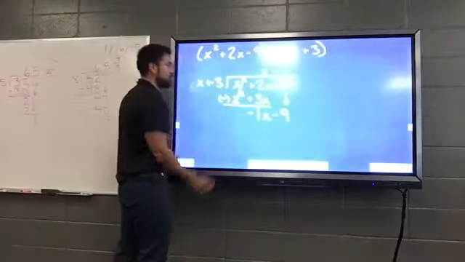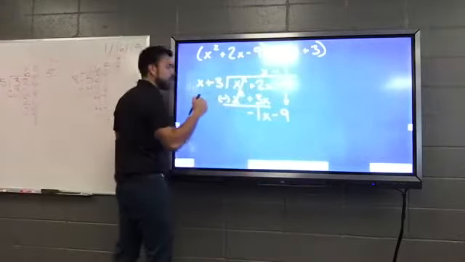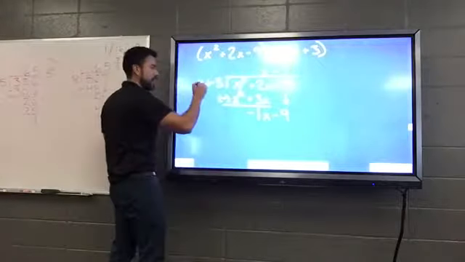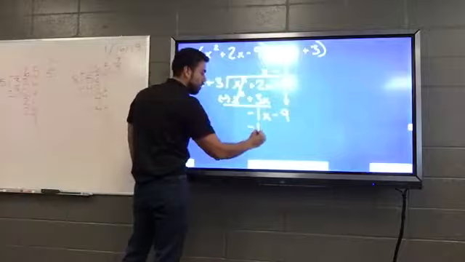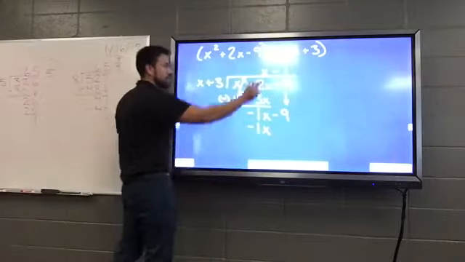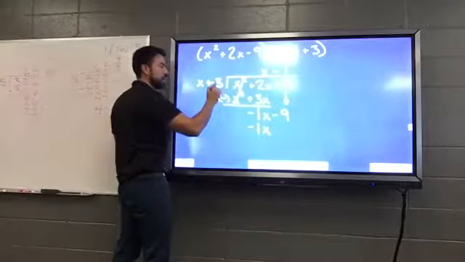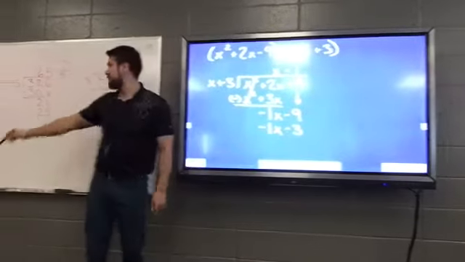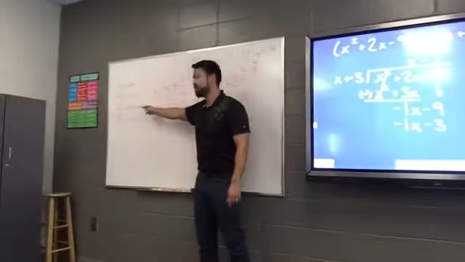Okay, sorry, we did the divide. So what's next? Multiply. What's negative 1 times x? Negative 1x. What's negative 1 times positive 3? Negative 3. That was the multiply step. What do I do next?